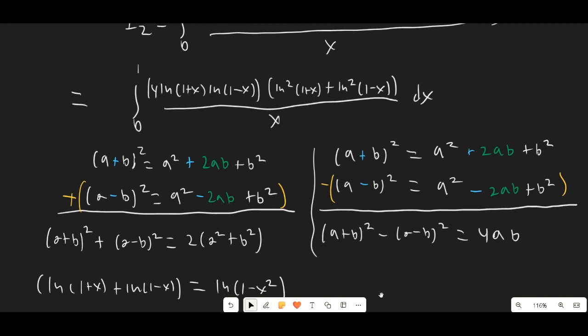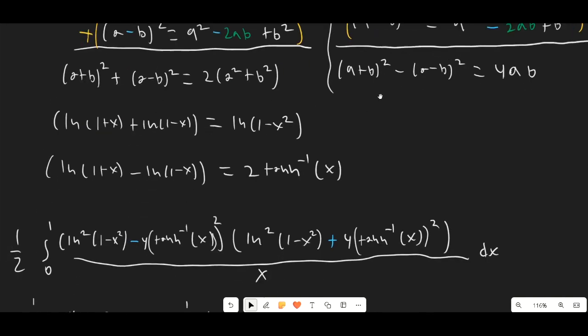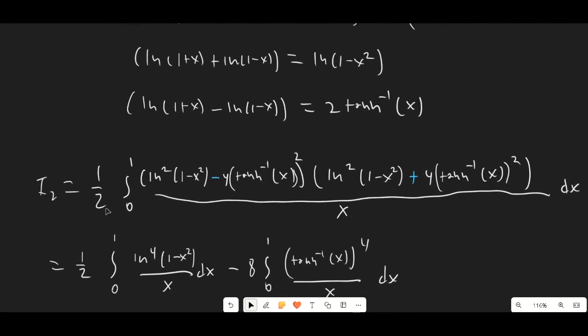So what we're going to do here is match up this 4ab with this 4ab right here, and match up this a squared plus b squared with this a squared plus b squared right here. And so what we end up with is the integral of 1/2 ln squared of (1 minus x squared) minus 4 inverse hyperbolic tangent squared of x. And then the same thing with a plus sign.